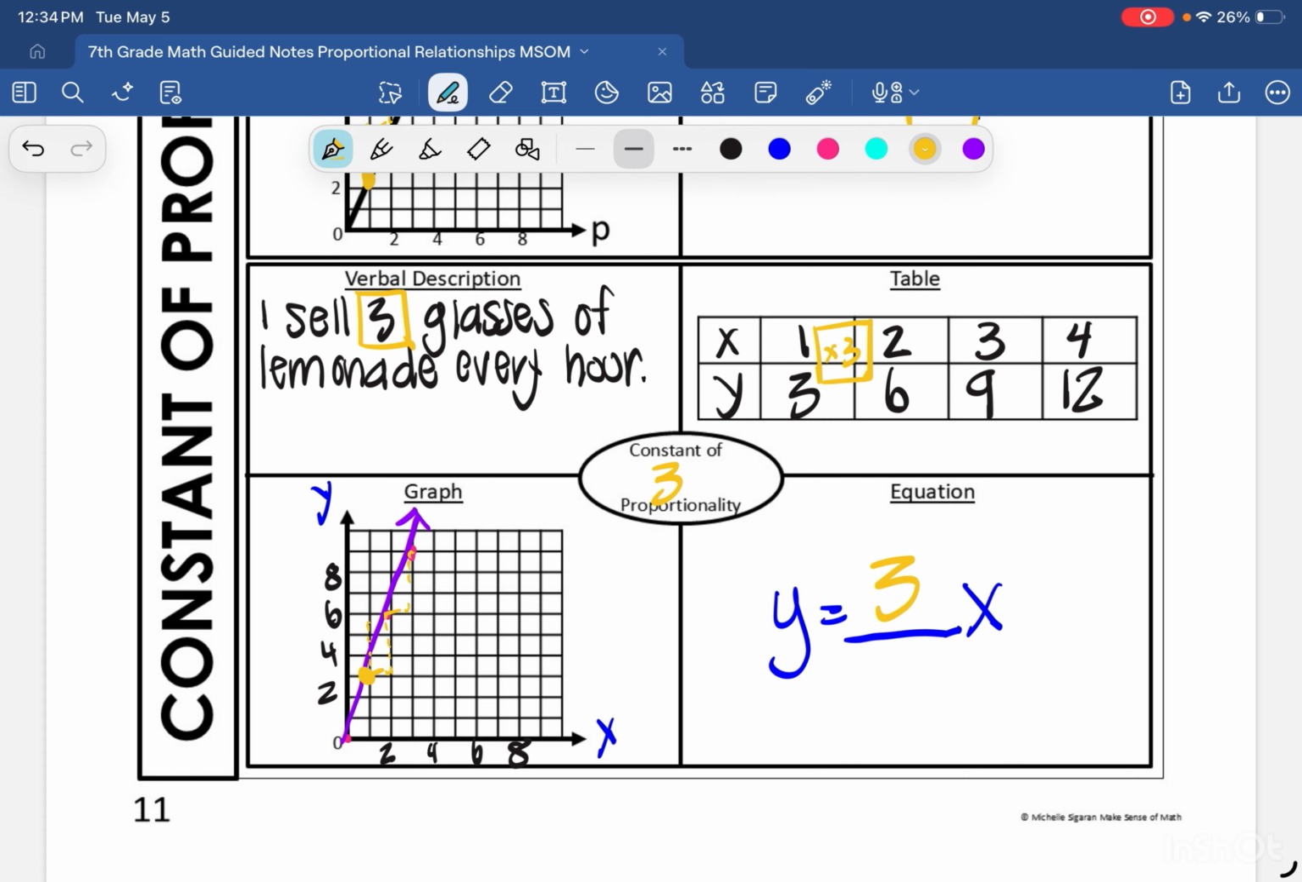So constant of proportionality, multiplicative relationship, unit rate, all the same thing, and you can see them in descriptions, tables, equations, and graphs.